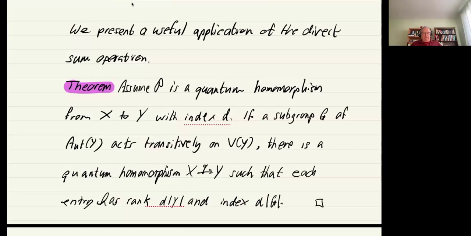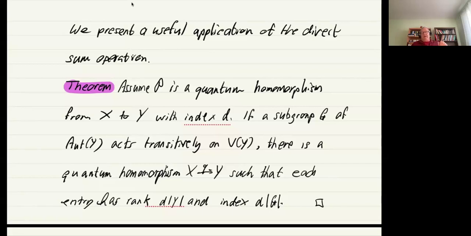So I want to give a proof of the following result. The result is due to Robeson again. We have a quantum homomorphism from X to Y with index D, with D by D matrices, and the assumption is that we have a subgroup G of automorphisms of Y which acts transitively on the vertices of Y.